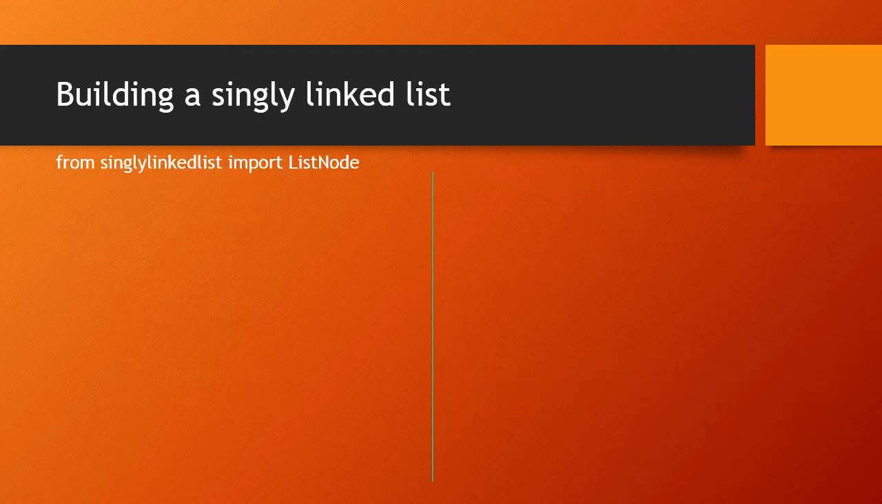Suppose that somebody gives me a list of values and he wants me to create a singly linked list and store these values in it. This is what I am going to do now. I am going to build a singly linked list. First, I import the class listNode. The function is called buildListVal.